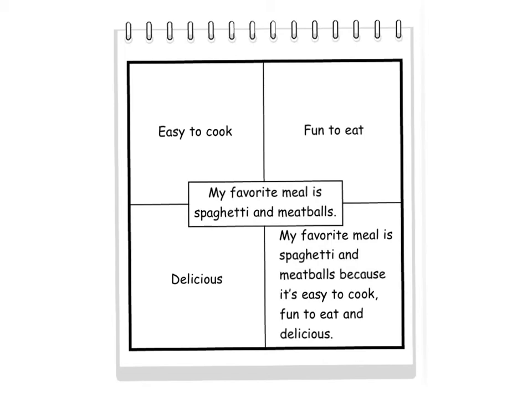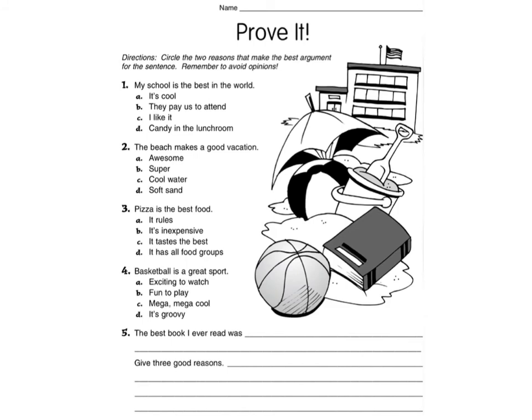But today we're really going to focus on how we can prove our topic sentence or our claim. And so we're going to look for the best choices for that. You guys have this assignment that you're going to bring back to class with you. As we end the video, for each one of those topic sentences, for example, the first one is my school is the best in the world, you are going to circle the 2 reasons that make the best argument for the sentence. Avoid opinions because we want the strongest arguments.